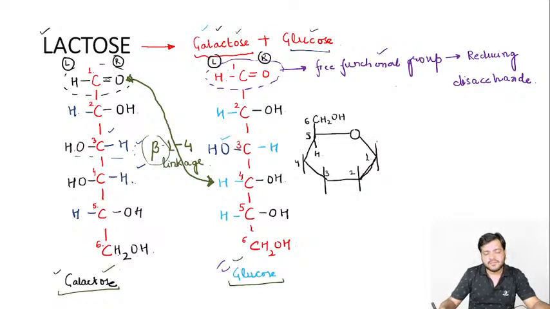Now tell me, at first carbon where will the OH and the H be present? If I write it the way you have learned along with me, OH will be on the right side, it will go downwards, okay? Then we have H, okay? Then we have OH over here, H over here, OH over here, okay?